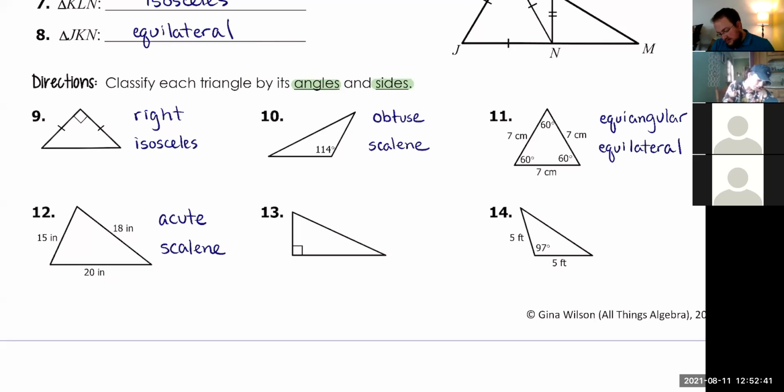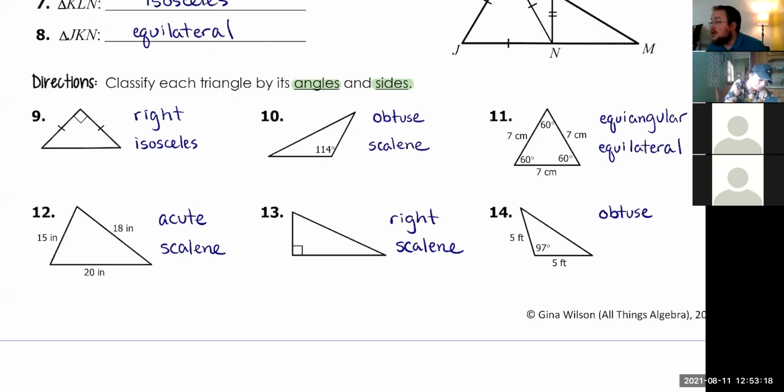Number 13. That's going to be a right angle. That is definitely a right triangle because of the right angle. And what about its sides? Scalene again. We'd have to say scalene because there's nothing there telling me that any of them are congruent. And then the last one. Right angle. Ooh, careful. Double check that measurement. It's greater than 90. So she's right. It would be obtuse. It's close, but unfortunately, geometry close isn't close enough.